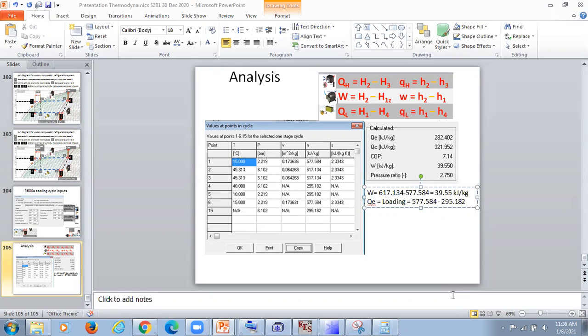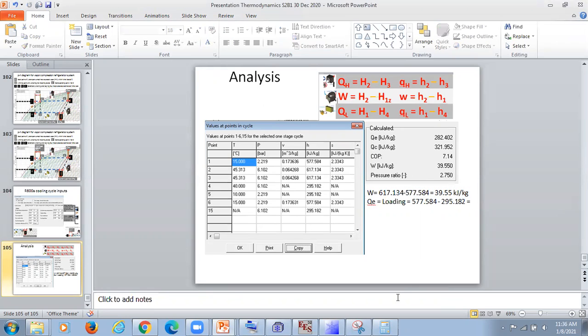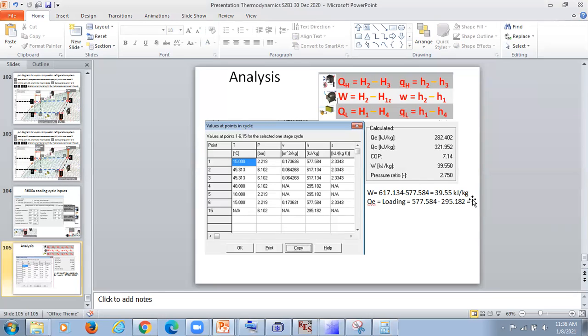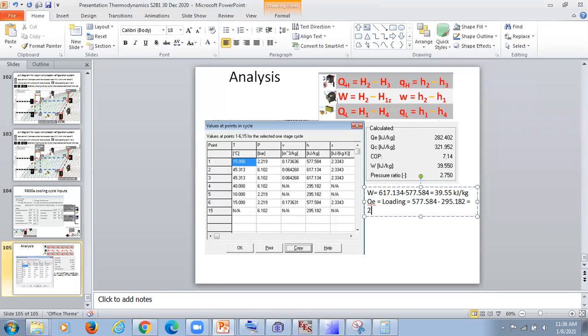So QE, let's say this one, what's the value? I believe you can see this screen sharing. So I take the calculator. This one, 282.402. See, you can see 282.402 here. 282.402 kilojoule per kilogram.